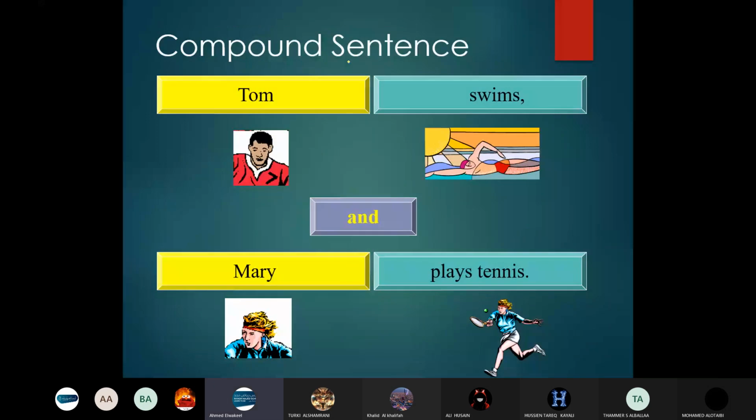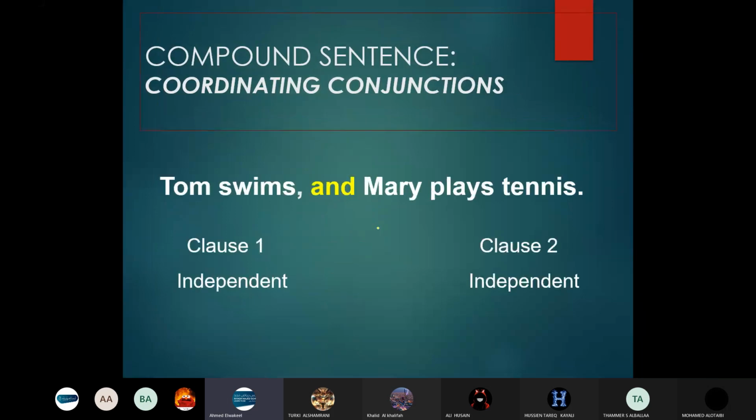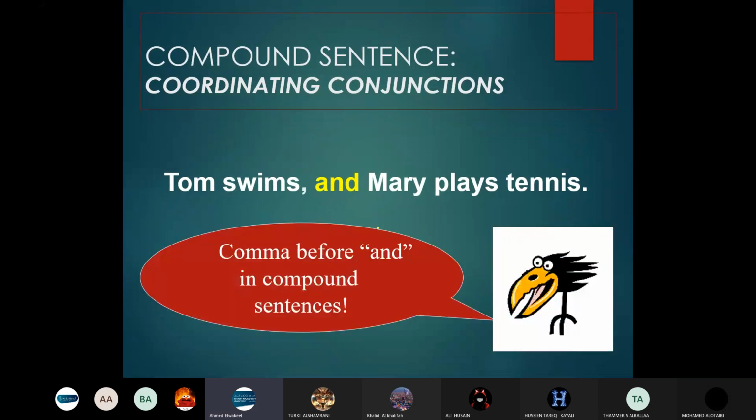Like when we say Tom swims, if I put a period here, full stop, that's a simple sentence. Mary plays tennis, another simple sentence. Joining them together using the comma and the coordinating conjunction, it turns out to be a compound sentence. And of course, the coordinating conjunctions are FANBOYS: for, and, nor, but, or, yet, so. Some examples: Tom swims, and Mary plays tennis.